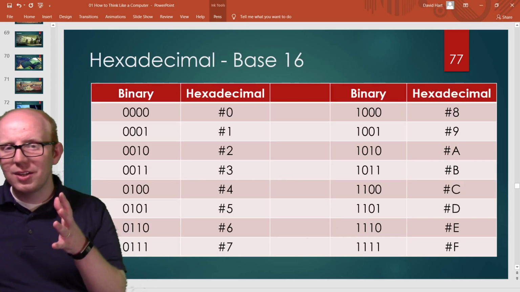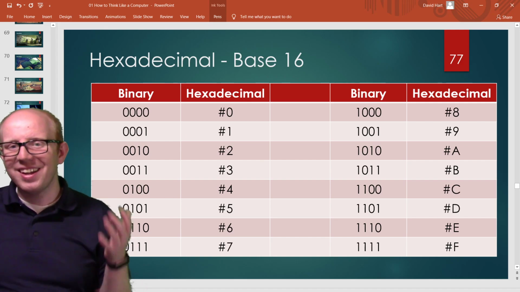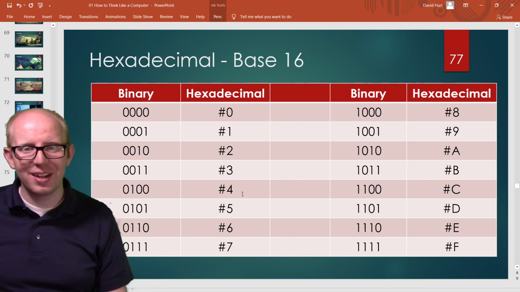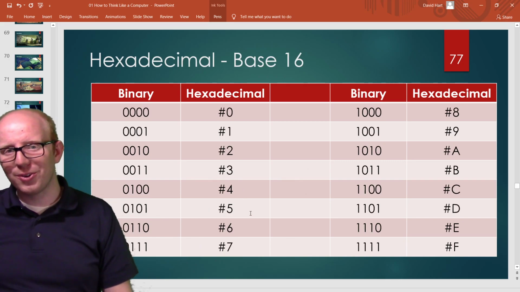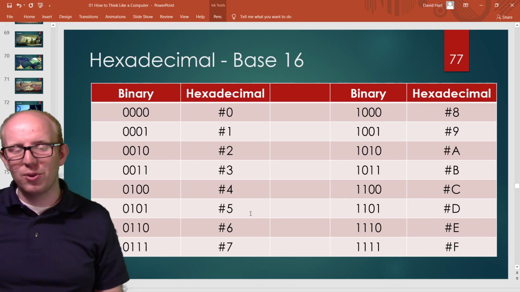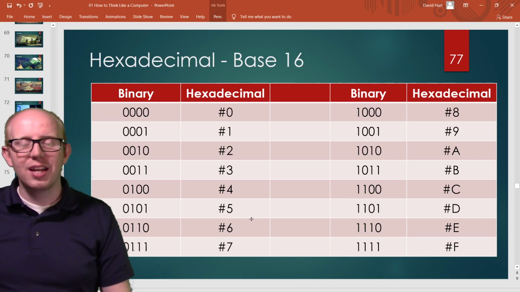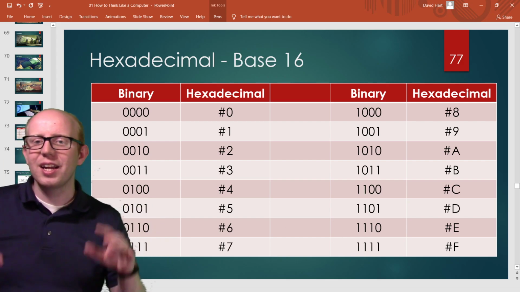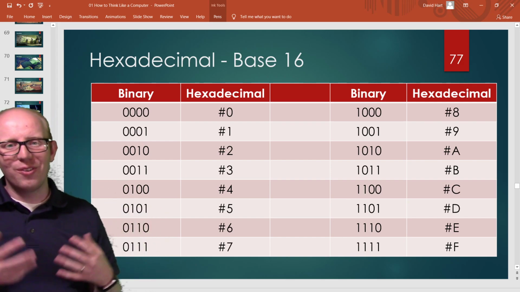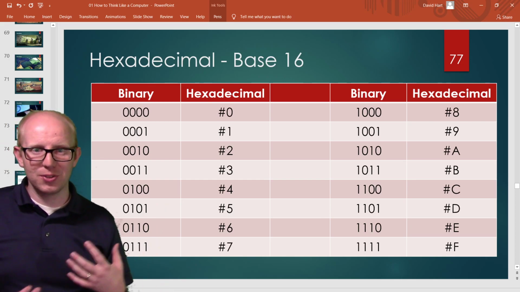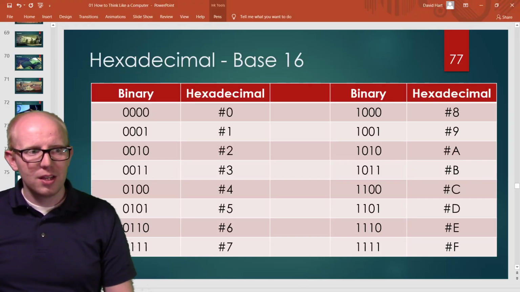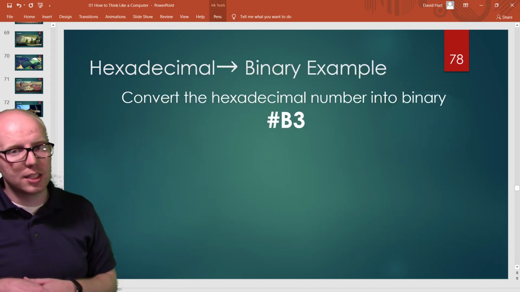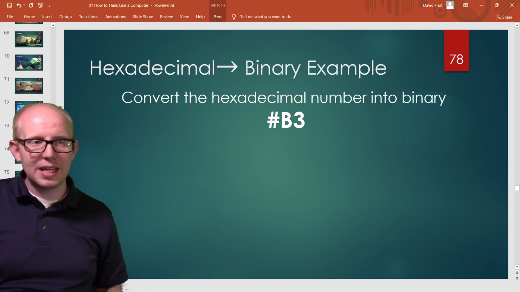So again, we need to have this table in mind as we're converting numbers between binary and hexadecimal. I highly recommend having a picture of this on your computer or whatever you need, but you need to have this table in mind when you're converting hexadecimal. Just like we had the placeholders for moving from base 10 to binary, you'll need this whole table when you're moving from hexadecimal to binary and back. Okay, so let's just convert one number really quickly. We're going to convert this hexadecimal number into binary. So B3.